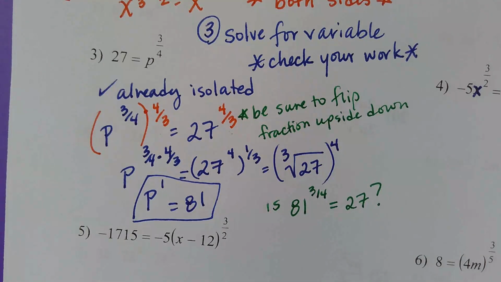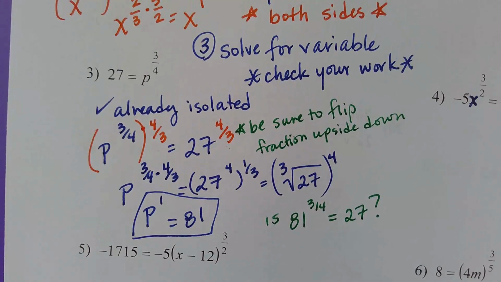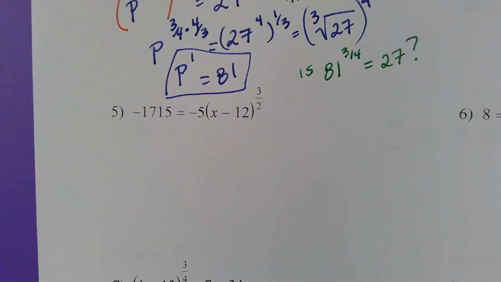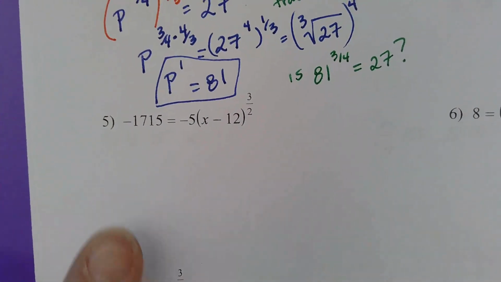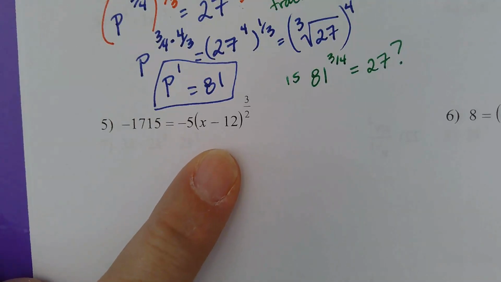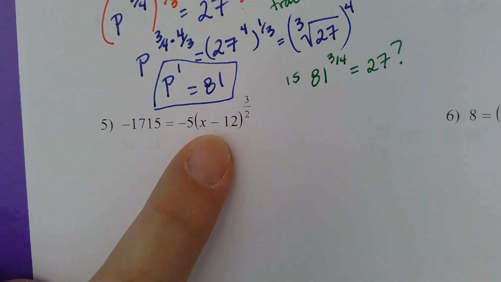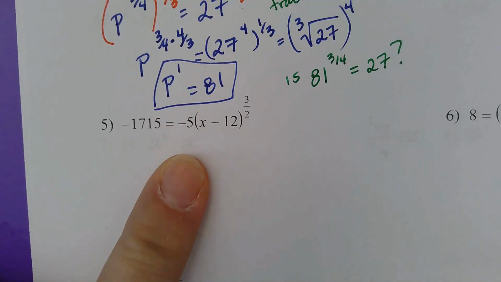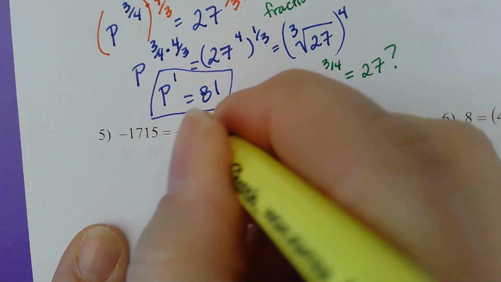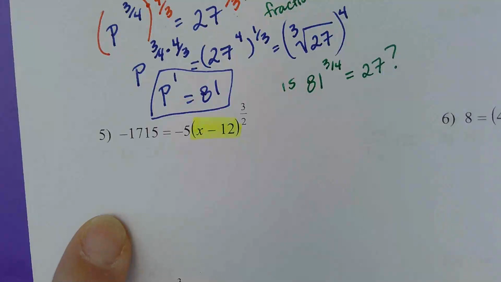Okay. I have one right under this that has more going on. Number 5. Here I have -5 times this expression in parentheses, the whole group has this exponent. So I need to isolate this whole thing. This whole block has to get isolated.